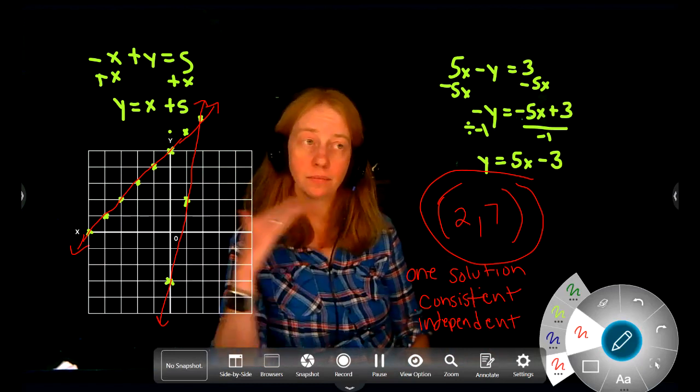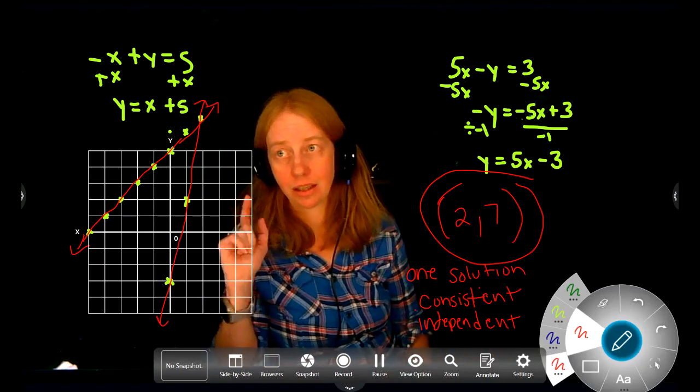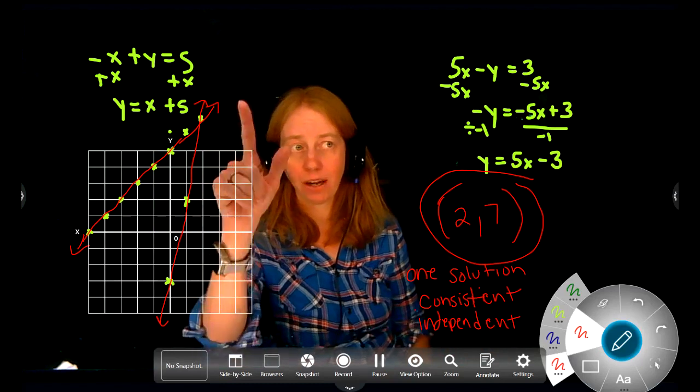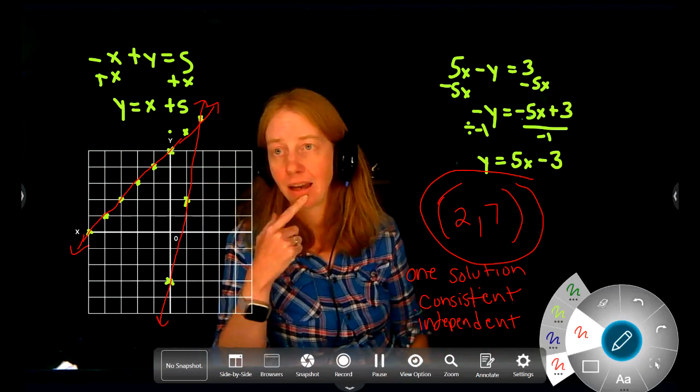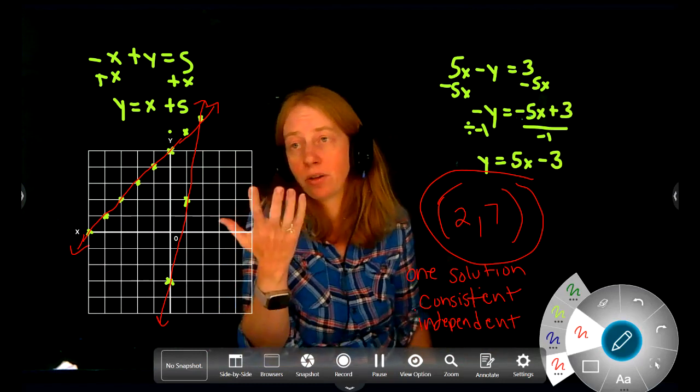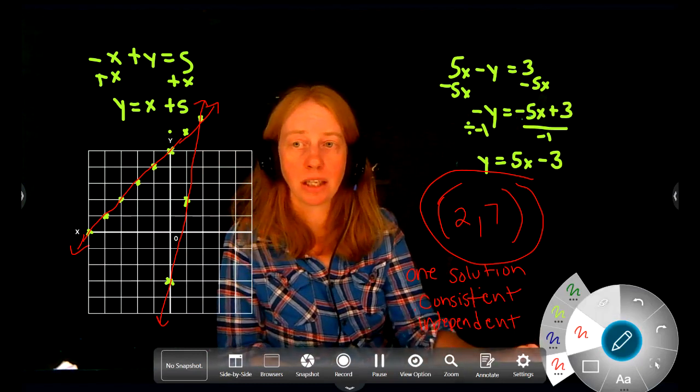Okay, so that's how you're doing this kind of question, is really just put it into slope-intercept form, neatly graph it. The neater you graph it, the easier it'll be to find what point that is, and then figure out what your solution is. So where do they cross? So that's what you're doing here.